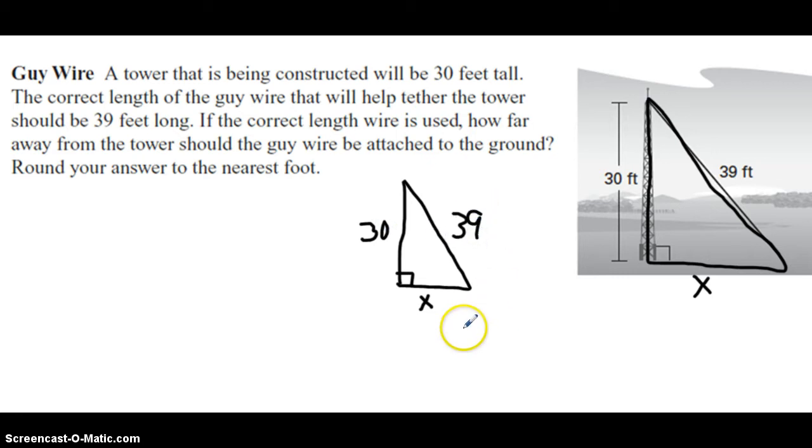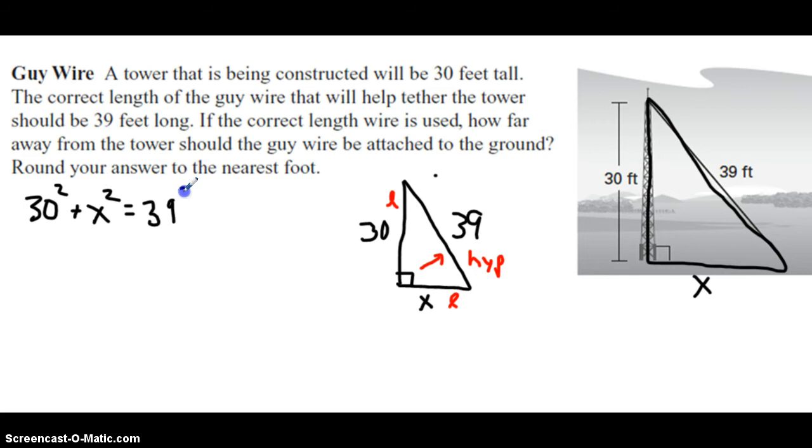We see that now the hypotenuse is known. We have this measure. This is our hypotenuse. The 2 over here are our legs. We'll just mark those with an L, and this is going to change our Pythagorean theorem a little bit because now our variable is going to be on the left side of the equal sign. We're going to say 30 squared plus x squared equals 39 squared.